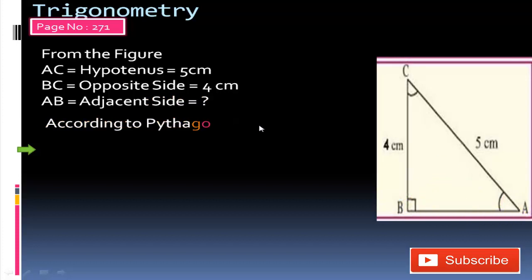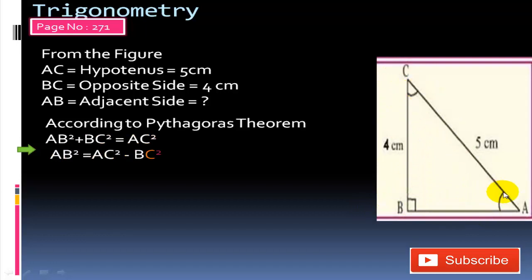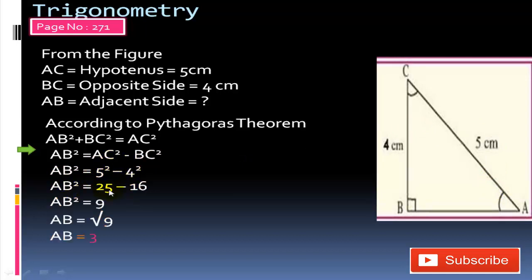According to the Pythagoras theorem, AB square plus BC square equals AC square. AB square is AC square minus BC square. AB square equals 5 square minus 4 square. AB square equals 5 square means 25, 4 square means 16. 25 minus 16, AB square equals 9. That is AB equals square root of 9. AB is 3 centimeters.